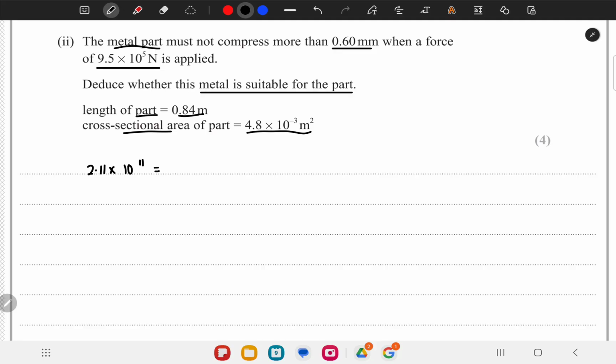This will be equal to the stress divided by the strain. The stress is force divided by area. The force is given 9.5 into 10 to the power 5. The area is 4.8 into 10 to the power minus 3. Over here we'll have the extension and the original length 0.84. We have to find the extension. We'll find this in millimeters, so whatever we find in meters, we multiply 10 cube with it.